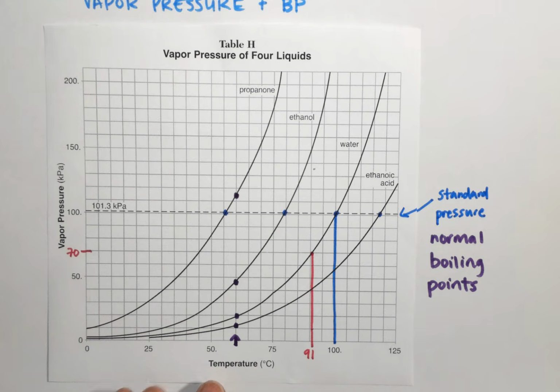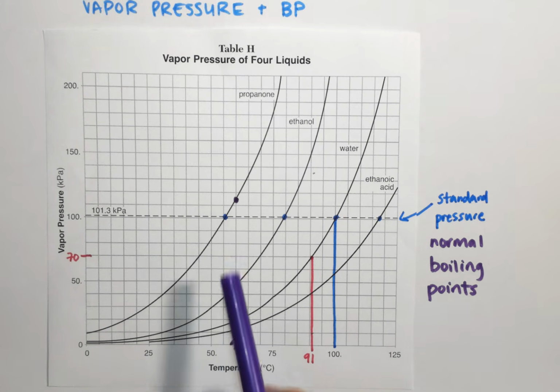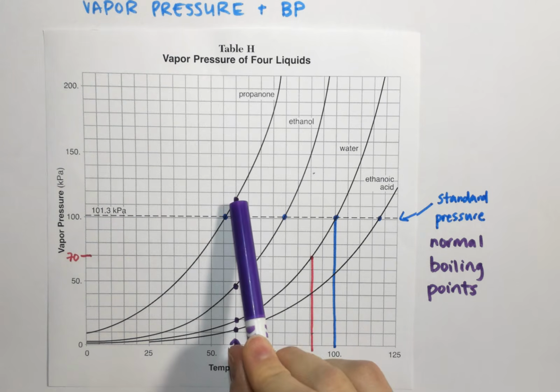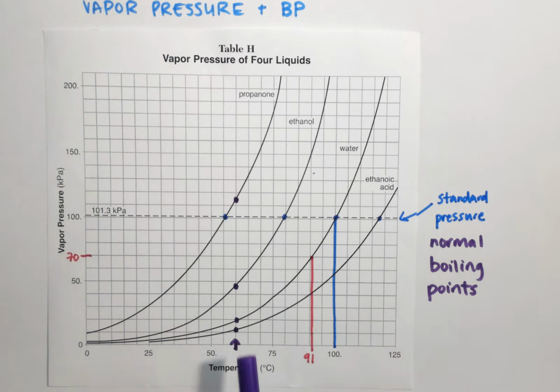If you think back to the links between vapor pressure and intermolecular forces, what that lets you know is it's much harder to change this liquid into a gas than it is to change this liquid into a gas. So looking at a particular temperature tells you the relative strength of intermolecular forces by checking out the relative vapor pressures at that particular temperature.